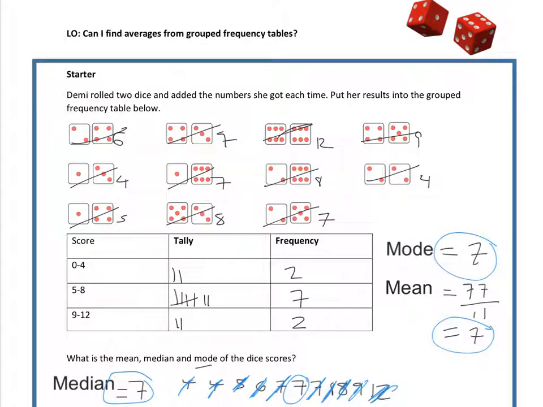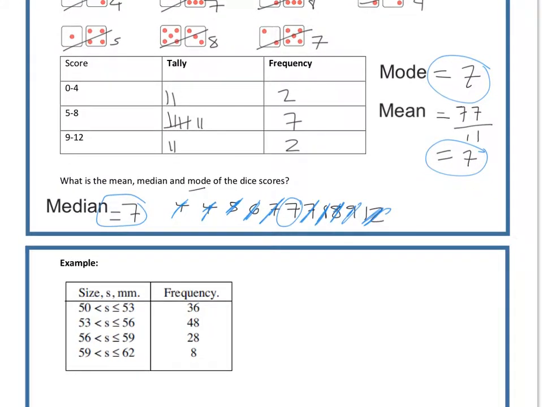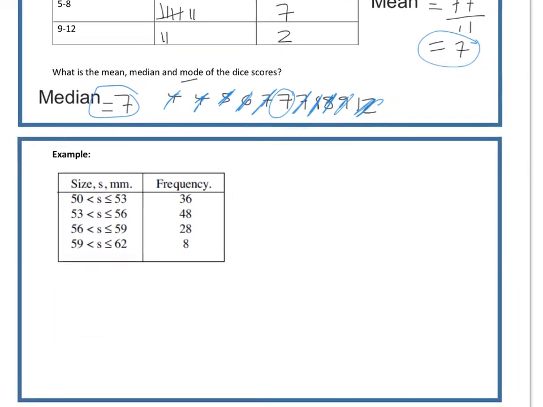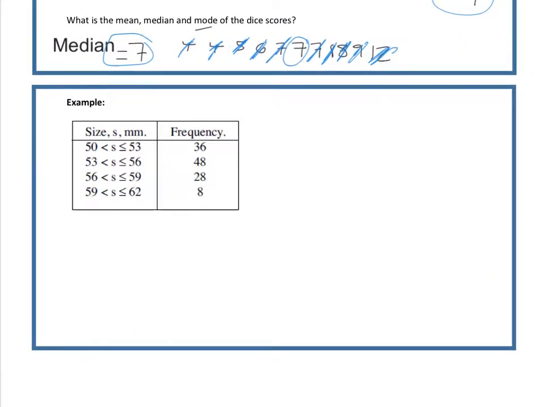So in that example, we were finding the mean, the median and the mode from listed data, all of these numbers. We are able to put them into a group frequency table, but now we're going to go to an example where we don't have the raw data, we don't have the numbers, but we just have a table. And we're going to calculate the mean, median and mode in this example here.